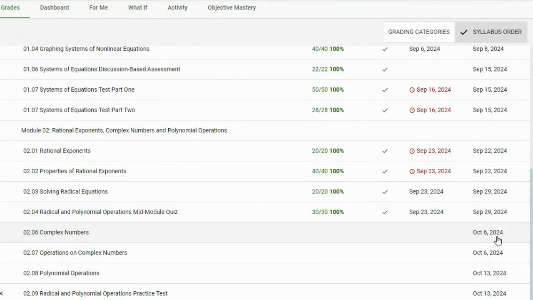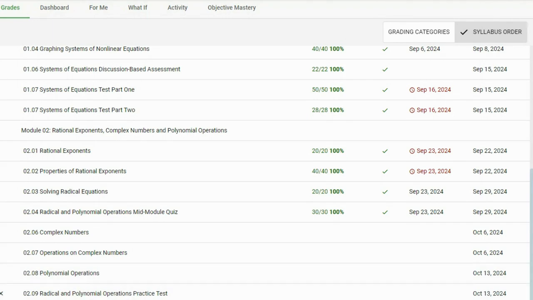This week, October 6th is this Sunday. So we have 2.06 and 2.07: complex numbers and operations on complex numbers. Those go well together. We're going to talk about what a complex number is, and then how we use it with operations. So 2.06, 2.07. Then you see next week we have a lesson and the practice test.